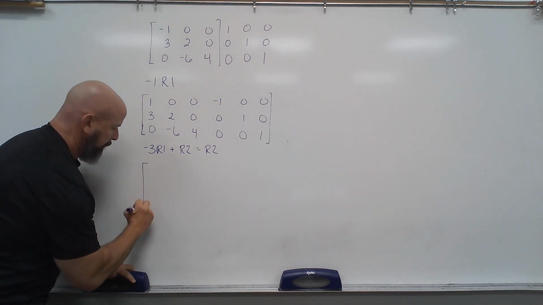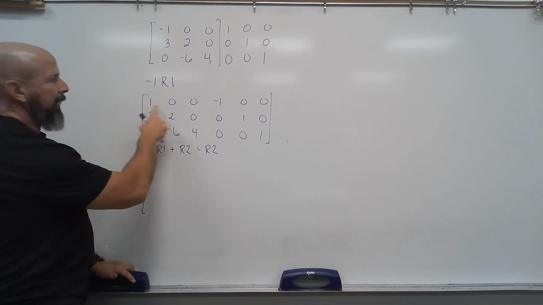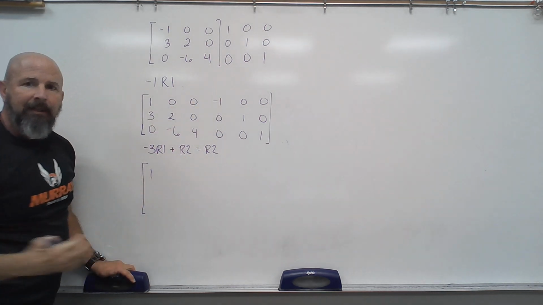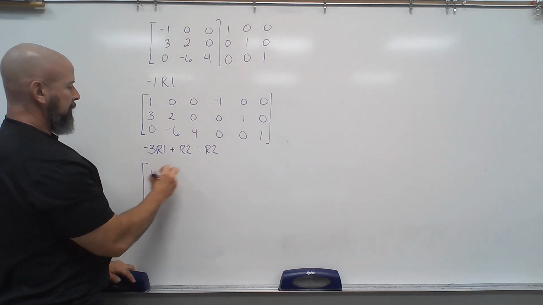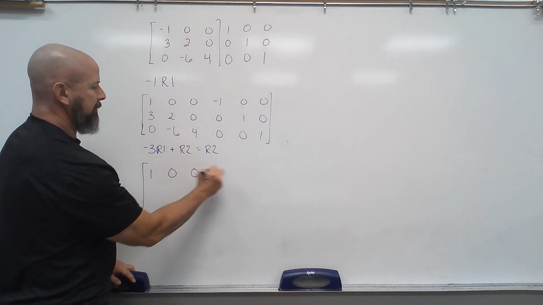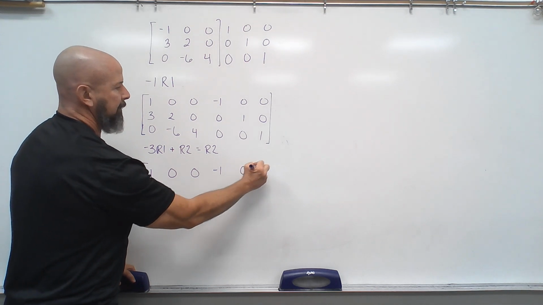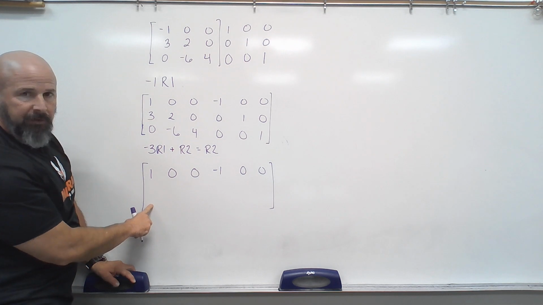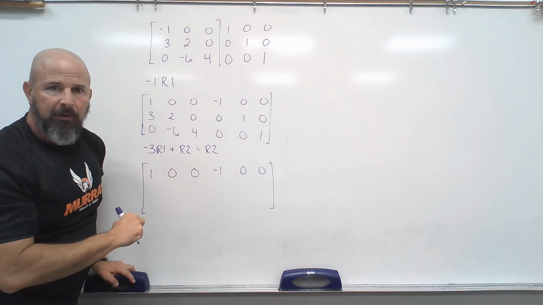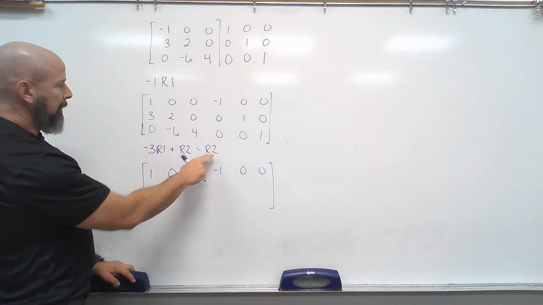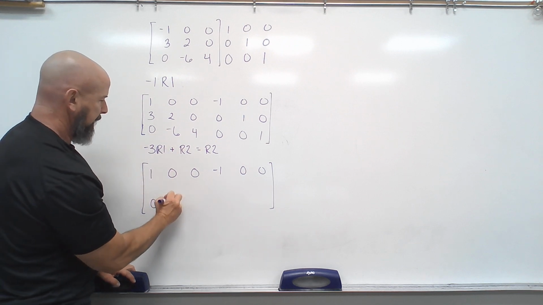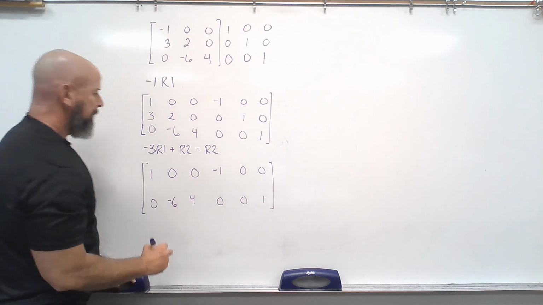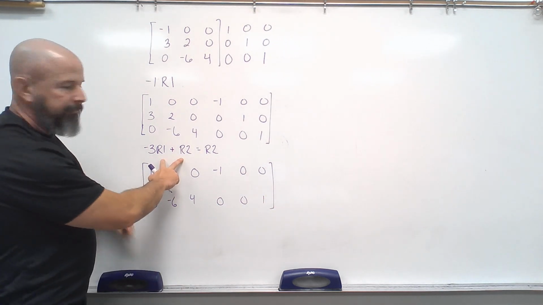So what I'm going to first do then is rewrite row 1 because I said the answer is going in row 2. So I didn't change anything for row 1. So 1, 0, 0, -1, 0, 0. I'm going to get row 3 out of the way too, again, because I'm putting my solution in row 2. So I'm going to write 0, -6, 4, 0, 0, 1. And then I'm going to perform this operation.